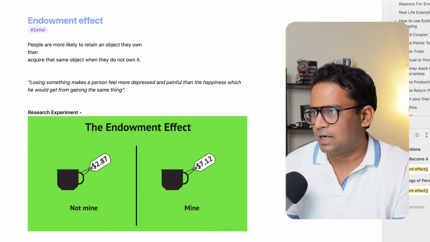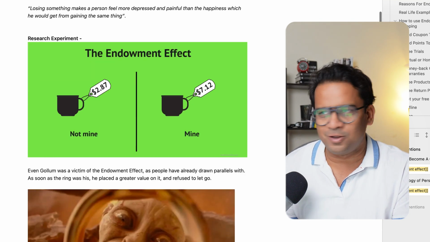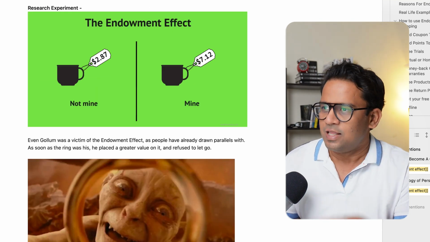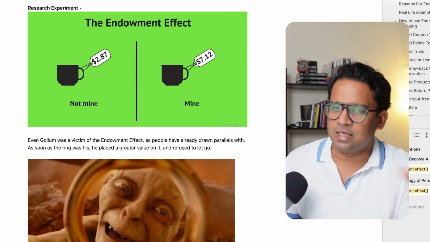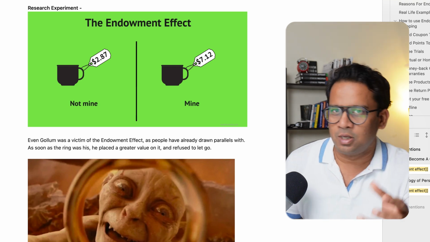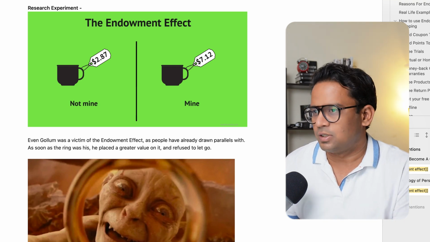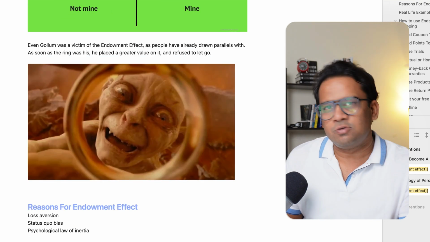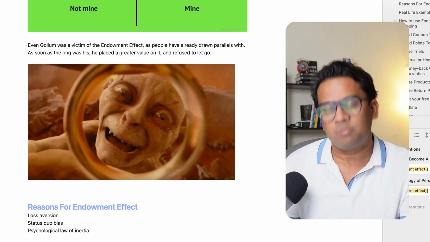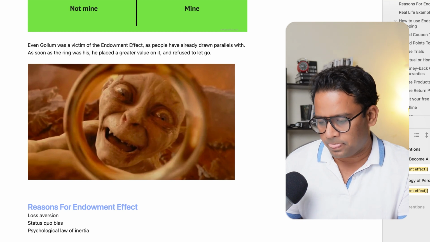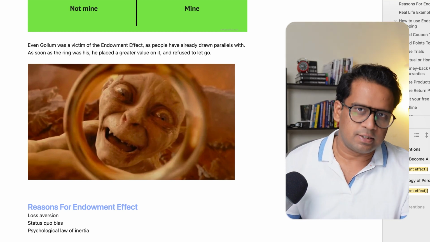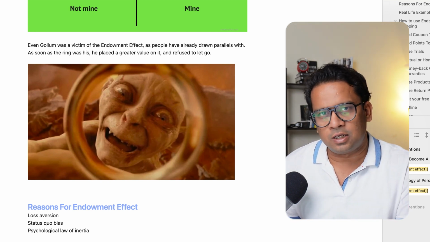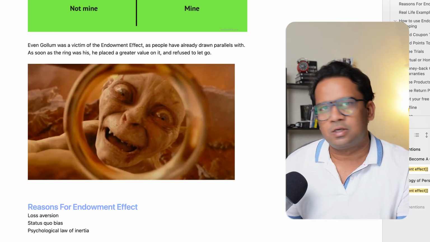Basically, the endowment effect draws a parallel with Gollum from Lord of the Rings. Once he has the ring, it is more precious to him, otherwise there are 1,000 things going around in the universe. But once you have something, it becomes an inner part of your circle, and you tend to value it more. Then your psychological, irrational mind kicks in, our inherent nature kicks in, and we start to value it differently.